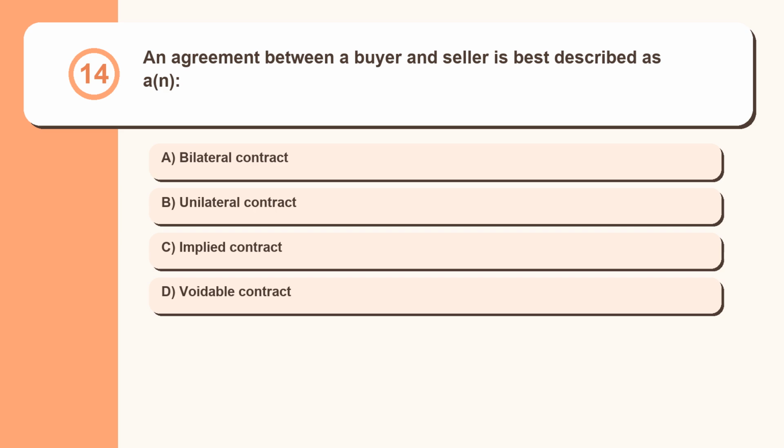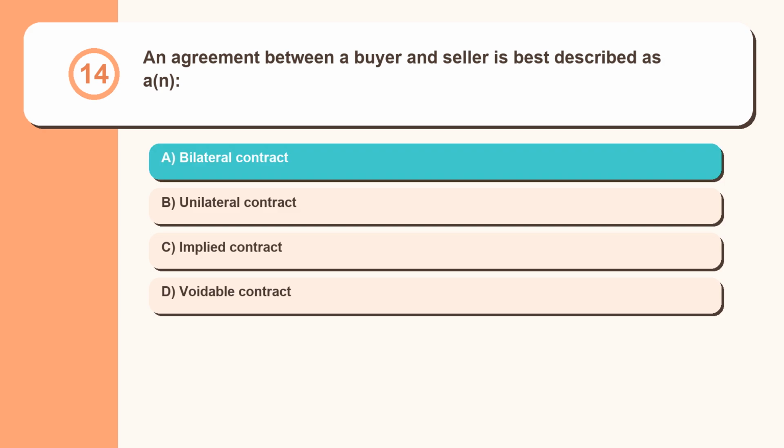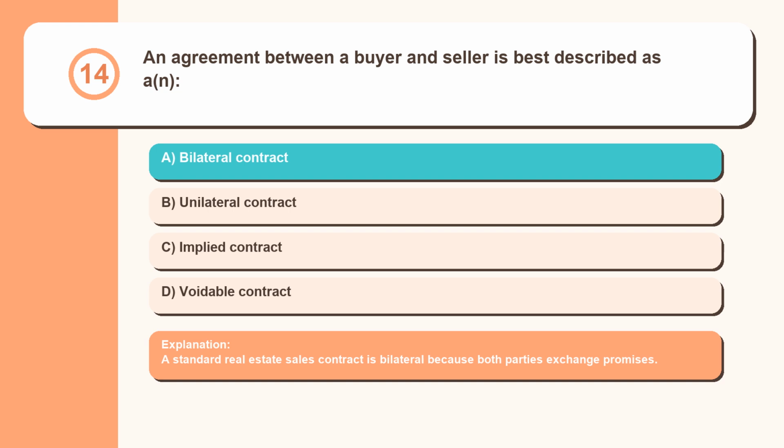Question 14. An agreement between a buyer and seller is best described as a bilateral contract, unilateral contract, implied contract, voidable contract. A standard real estate sales contract is bilateral because both parties exchange promises.